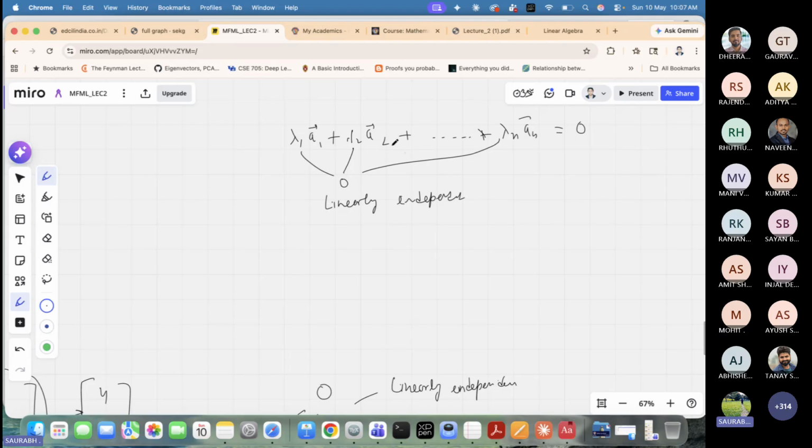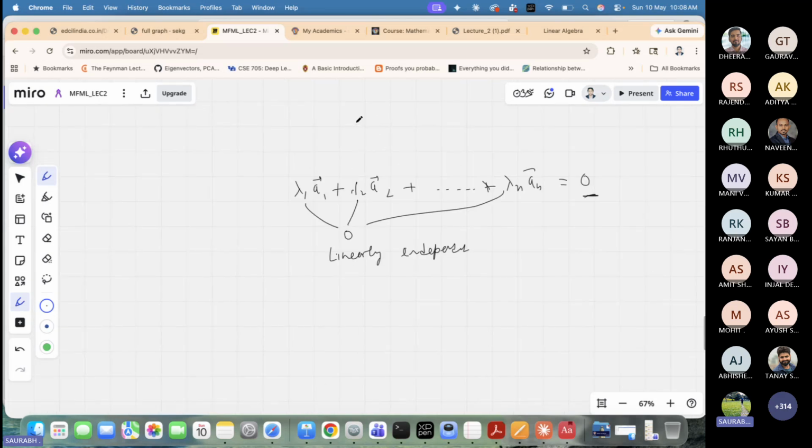If you add them together such that lambda 1, lambda 2 are not necessarily 0, but you are still able to get to 0, then they are called linearly dependent. Okay, so this is linear dependence and independence.